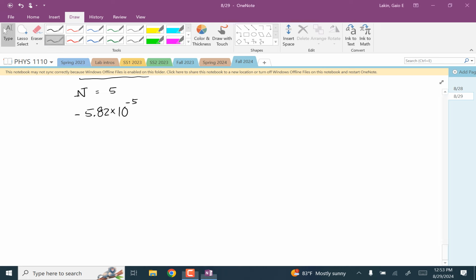Okay, the last thing we have to talk about is unit prefixes. And so by this, I'm talking about centimeters, kilograms, the kilo, centi, milli, giga.